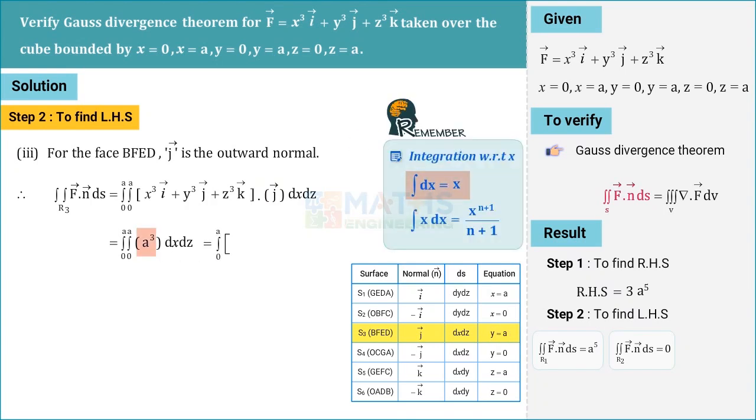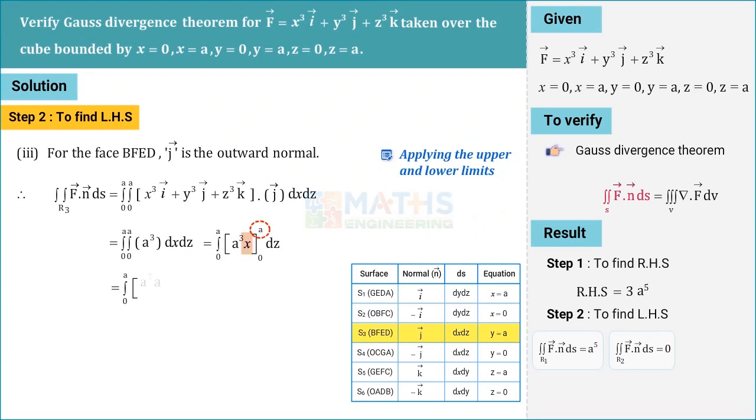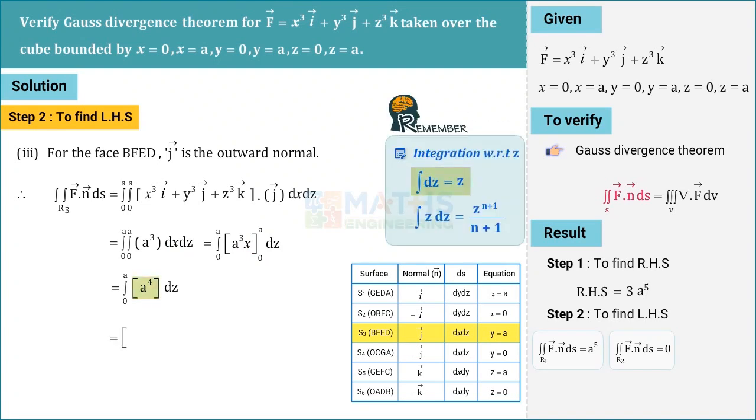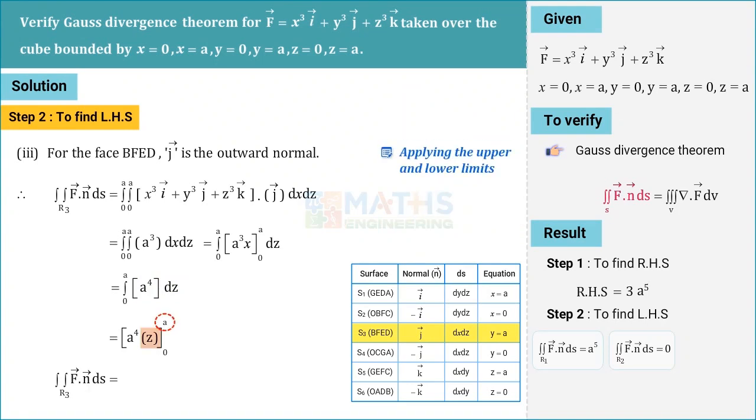Now we are integrating this with respect to x. a cube is a constant. The integral of dx is x. We replace the upper limit and lower limit in the place of x. What do we get? We get a power 4. Now we are going to integrate this with respect to z. a power 4 is a constant. What is the integral of dz? That is z. Now we replace the upper limit and lower limit in place of z. We get a power 5. So the third surface value is a power 5.